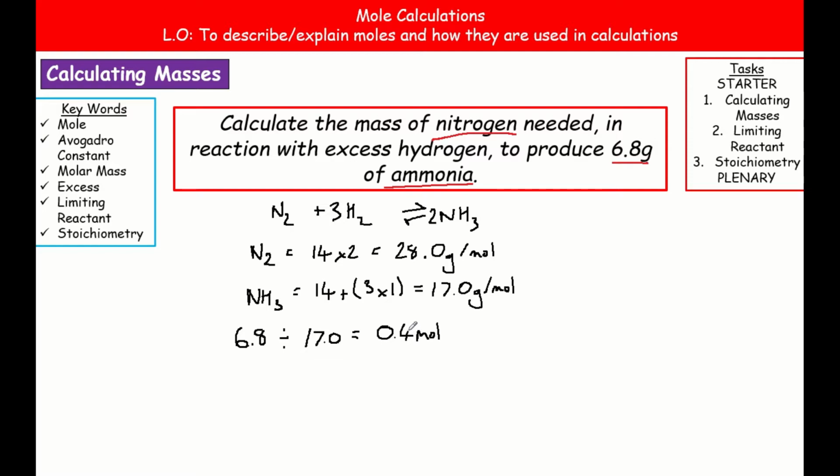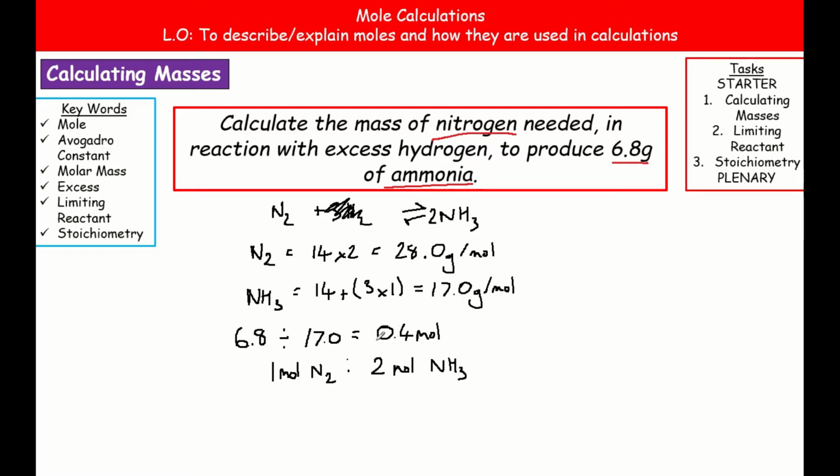Now, what we can then do is look at our balanced equation. So we don't need to worry about hydrogen, that's irrelevant to us. We're looking at nitrogen to ammonia. So in our equation, 1 mole of nitrogen is going to react to make 2 moles of ammonia.